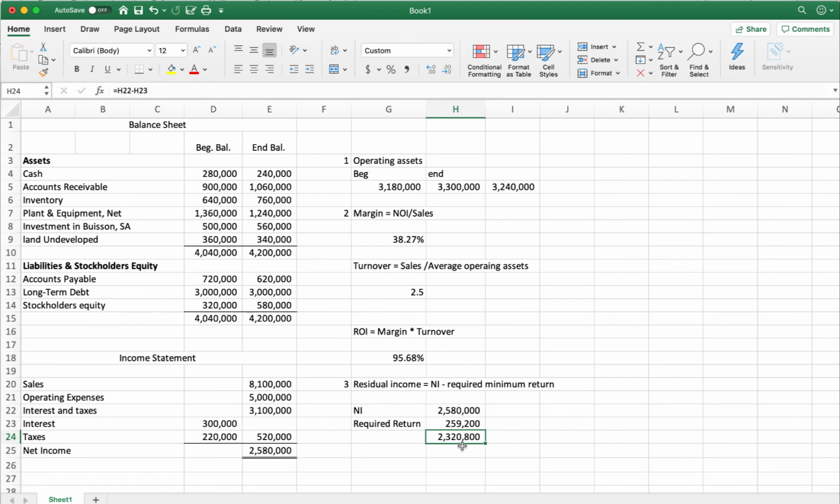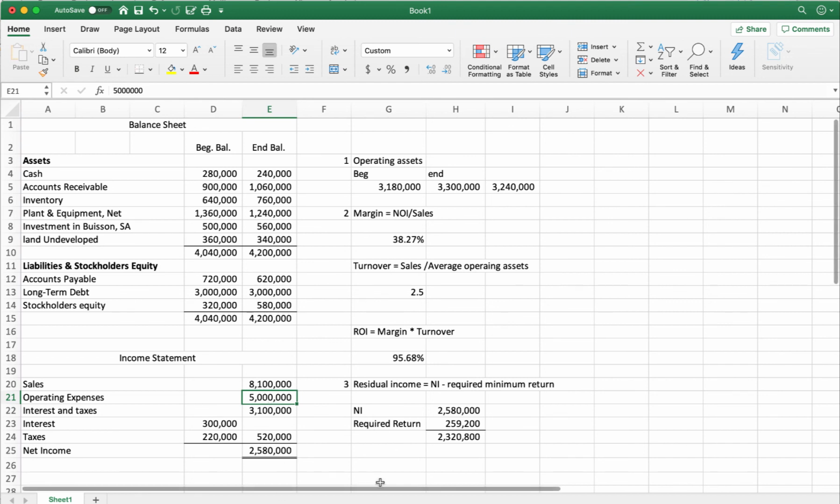Their ROI is high here, right? Our return on investment is 95%. But look at our net income. Our net income was much, much lower, right? It was originally 90,000. Okay? So we could see there that we have a negative residual income. If we had a higher net income with that lower required rate of return, we would have positive residual income.